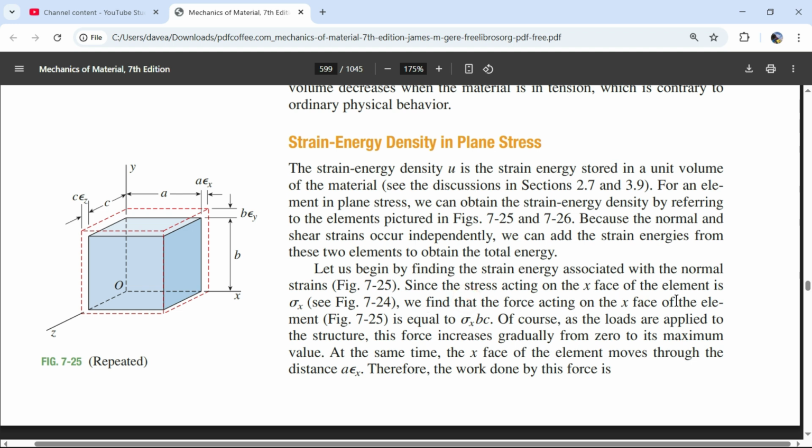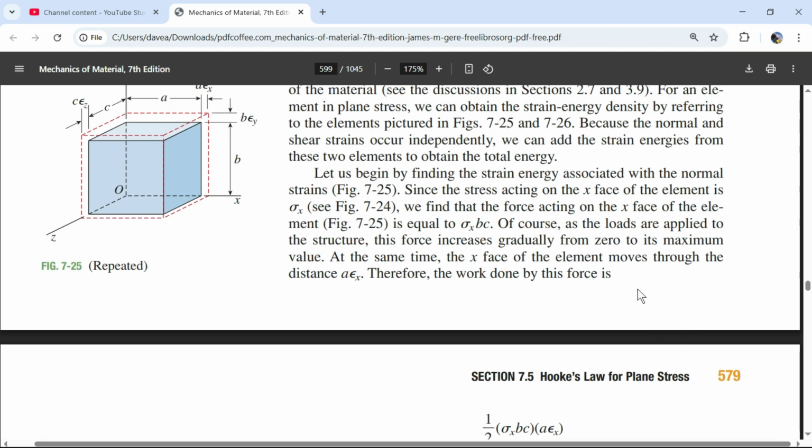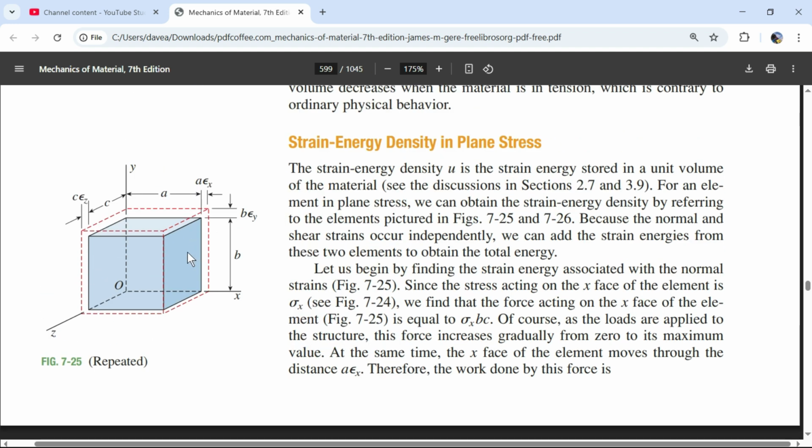So we find the force acting on the x face of the element. That is equal to sigma x b c, the area of that face, c times b, times the stress. Of course, as the loads are applied to the structure, this force increases gradually from 0 to its maximum. That's the other thing with springs. If you hardly put any force on, you're not going to get any change in length. Your force is 0, your change in length is 0. As you put a force halfway, that gets it to go halfway, that force is only half of the max. And then once you get to this max, you actually have a max force, and that's what we just calculated.